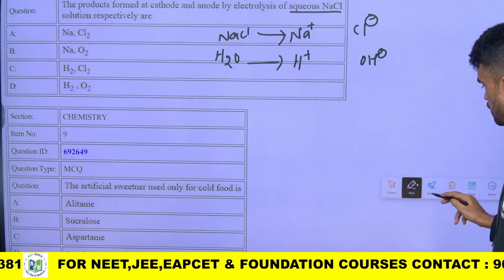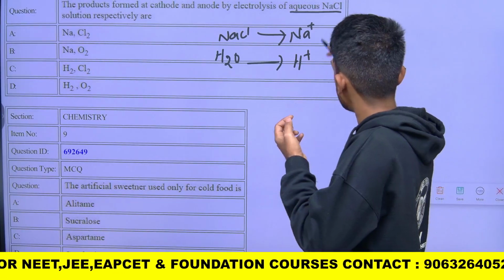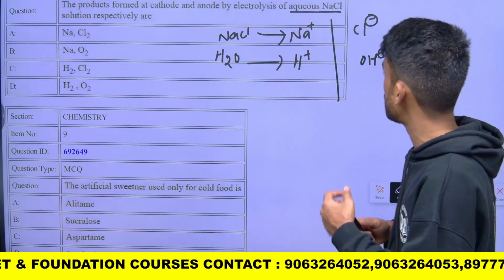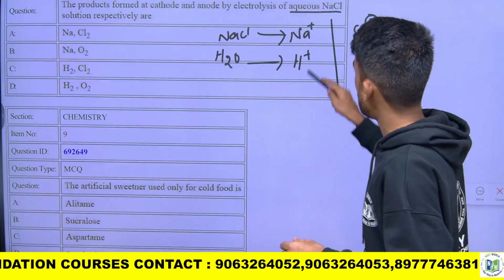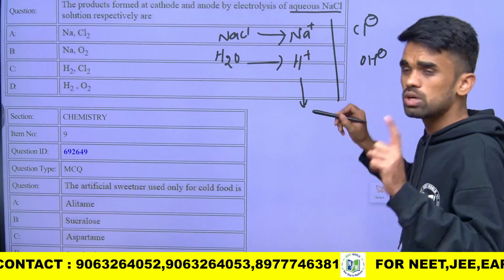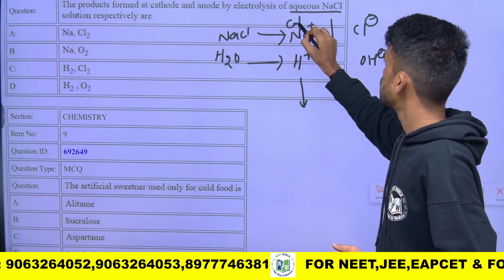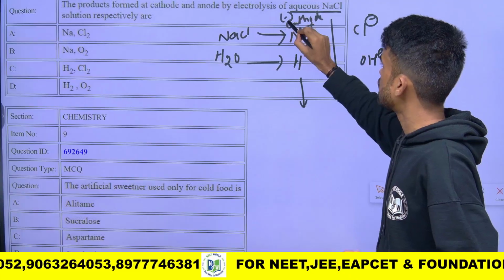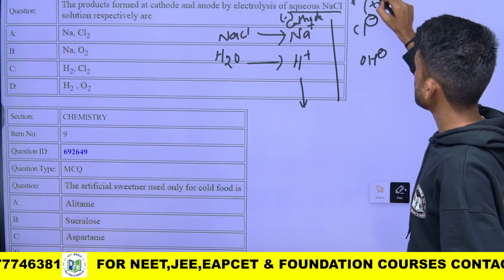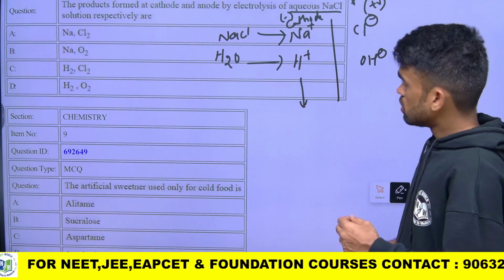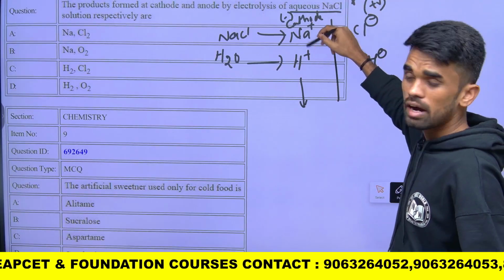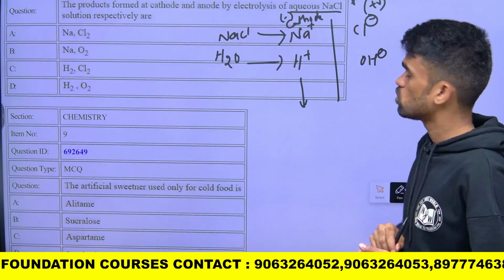Now, depending upon their reactivity, according to the preferential discharge theory, which species will discharge at cathode? These cations undergo reduction. Out of these two, only one cation will undergo reduction at cathode. Cations move towards the cathode, which has negative charge, and anions move towards the anode, which has positive charge. I hope it is clear.